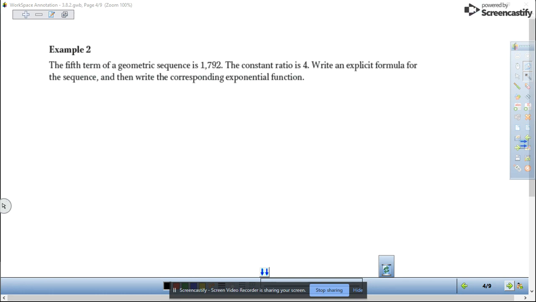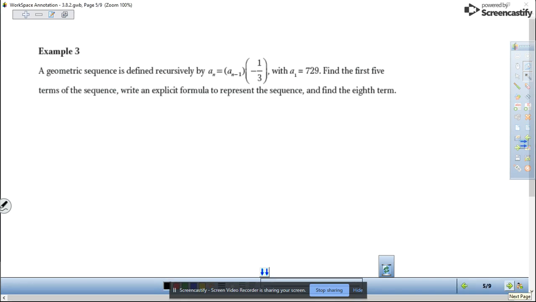See if we can get it in before my timer cuts out. All right, geometric sequence defined recursively. With A1 being 729, find the first 5, and then write your explicit formula. So we have A sub n equals A sub n minus 1 times negative 1/3. Okay, I wrote it without all the parentheses, but it's the same thing. And again, to do this, you're going to have to know your A1.